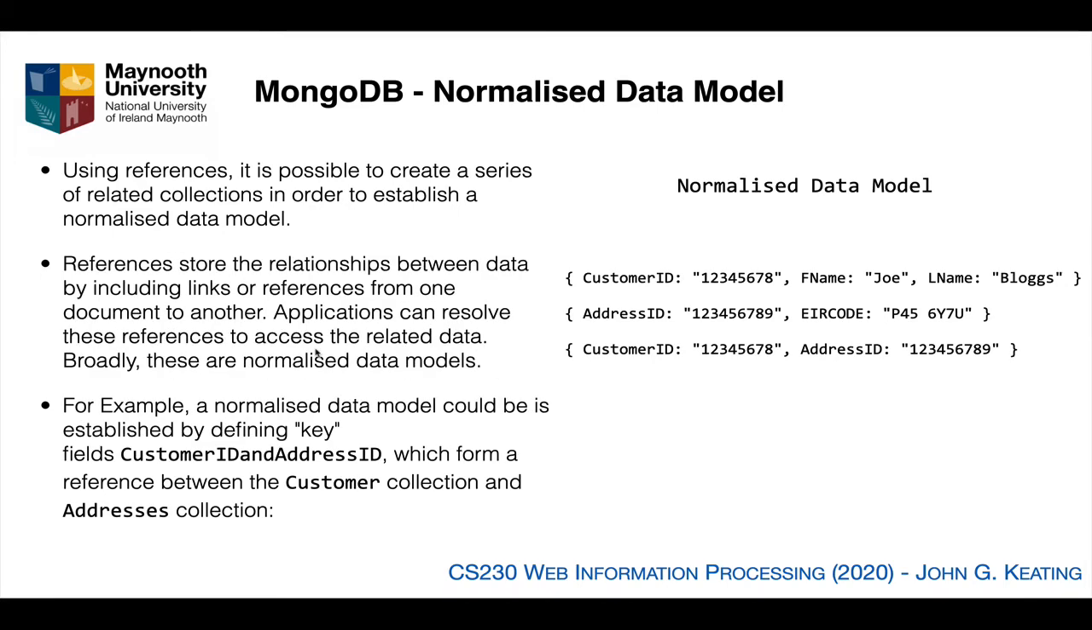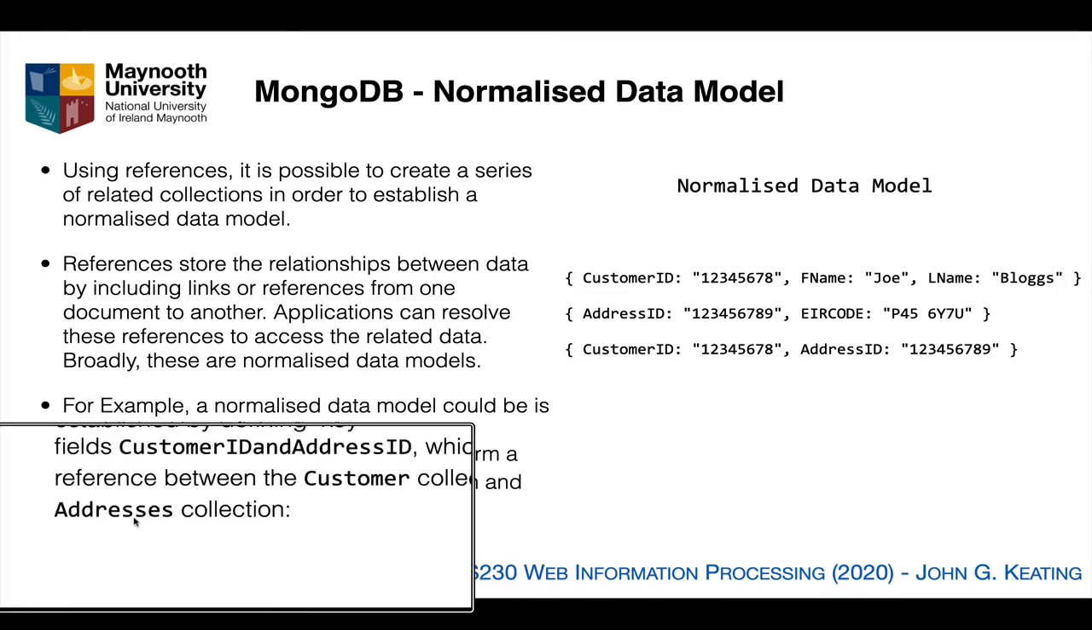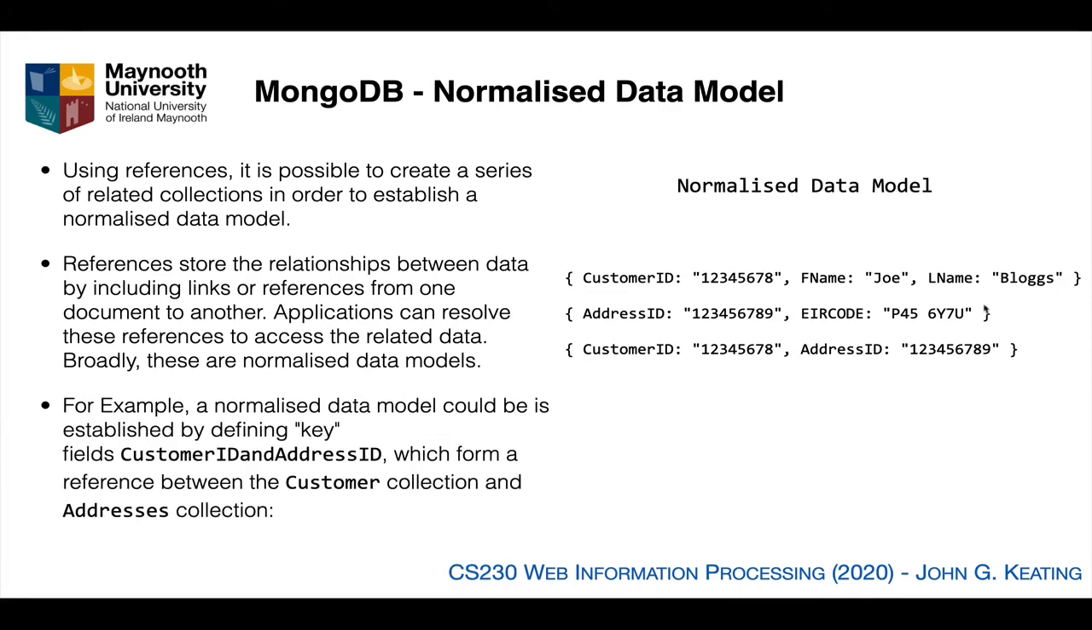So, for example, a normalized data model could be accomplished by defining a key. You could call it key fields, not a primary key, but just key fields, like a customer ID in an address document, which forms the relation or reference between a customer and an addresses collection. Not surprisingly, we saw this kind of thing last time. So you have a customer ID, you have an address ID, and you have a customer ID and address ID in another document, and that really references.